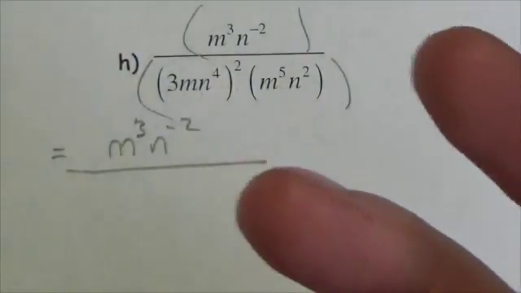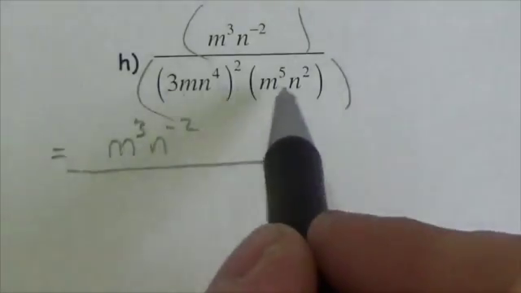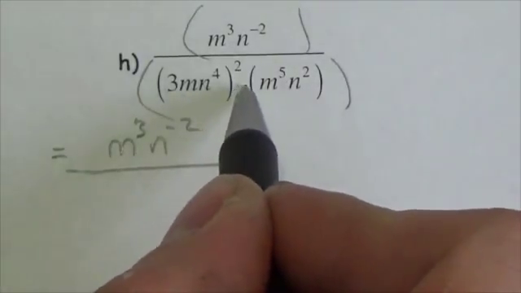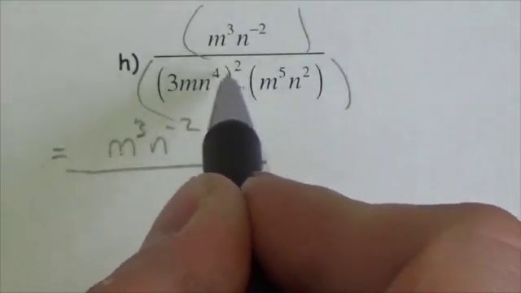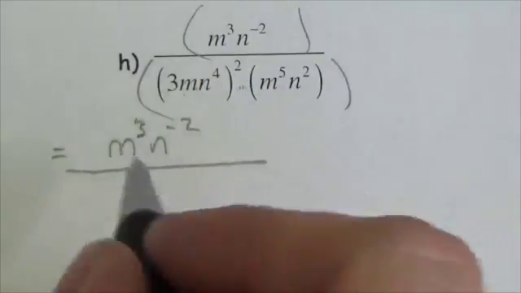There's nothing I can combine there because there are no like bases. Same thing for this second set of parentheses. There's nothing there that's like. But before I can multiply these two together, I have to deal with this exponent, the one that's on the full term here. So now everything here is going to get squared.